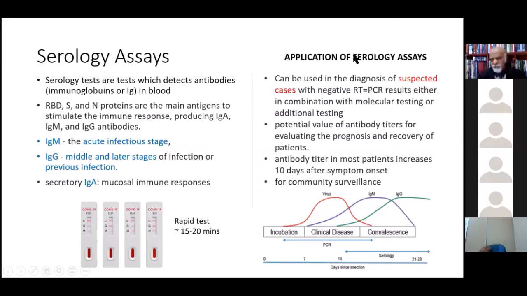So, application of serology assays: it can be used in the diagnosis of suspected cases with negative RT-PCR results, either in conjunction with molecular tests or additional testing. And they do have potential value of antibody titers for evaluating the prognosis and also the recovery of patients. We know that the antibody titer in most patients increases around 10 days after symptom onset, although this will vary from individual to individual. Serology tests are also useful for surveillance or public health in terms of monitoring the community.